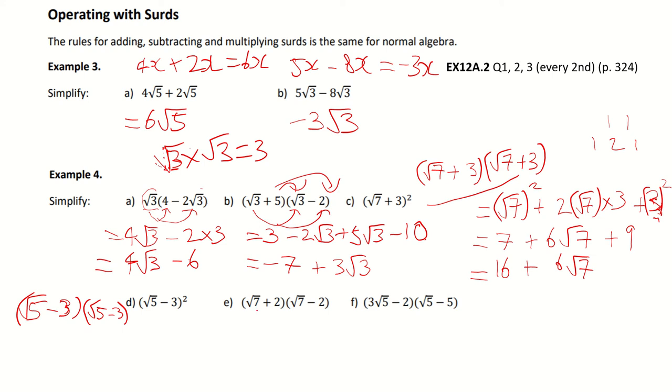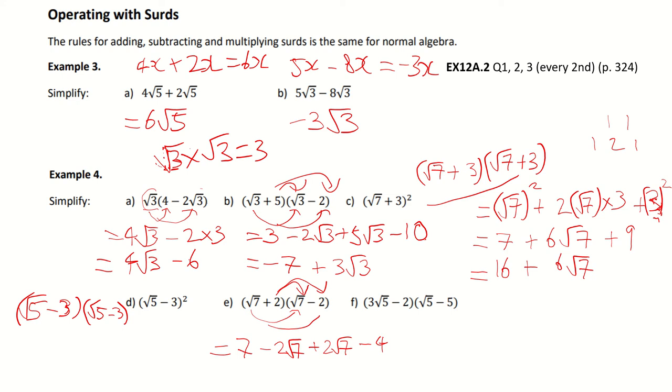Now this is the difference of two squares. If you have square root 7 plus 2 multiplied by square root 7 take 2, what ends up happening is the middle terms cancel out. So FOIL would be square root 7 times square root 7, which will be 7. And then square root 7 times minus 2, which is minus 2 lots of square root 7. And then we're going to have positive 2 lots of square root 7. And then finally we're going to have negative 4.